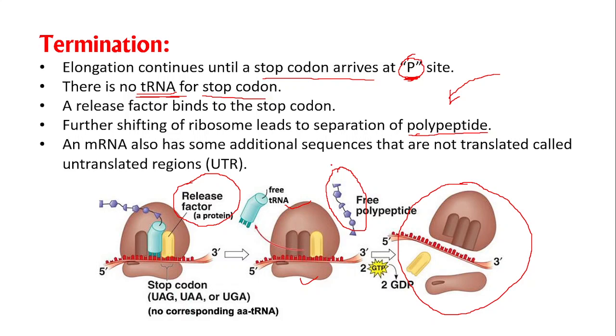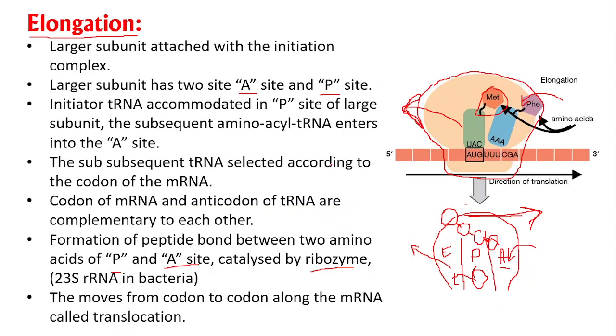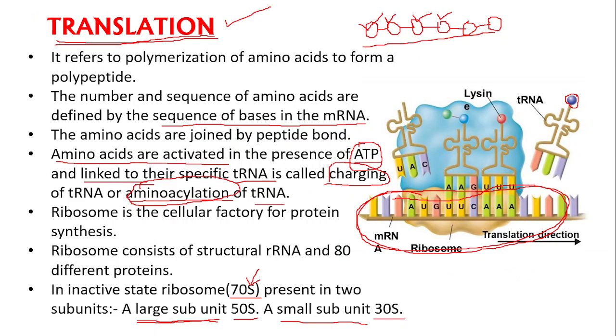So this is the process of translation. I'd like to repeat the same thing. What is translation? The process of formation of polypeptide chain or protein from the mRNA template with the help of the ribosomes and tRNA is known as translation. Simply, protein formation from the mRNA is called translation.